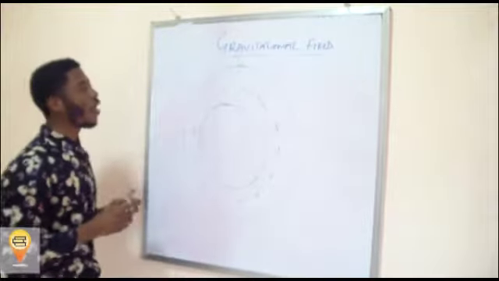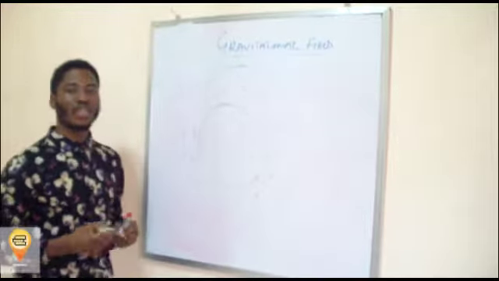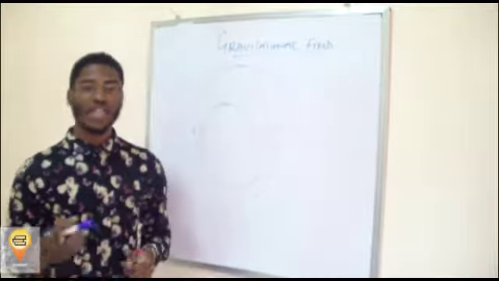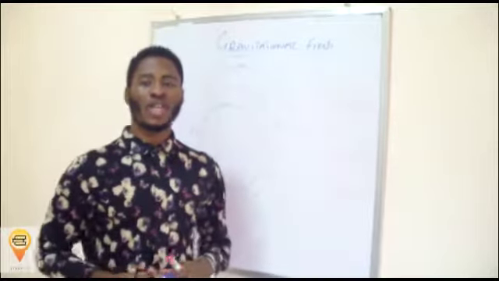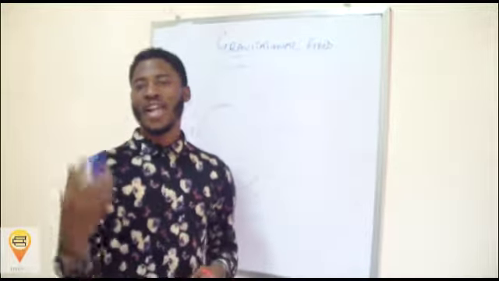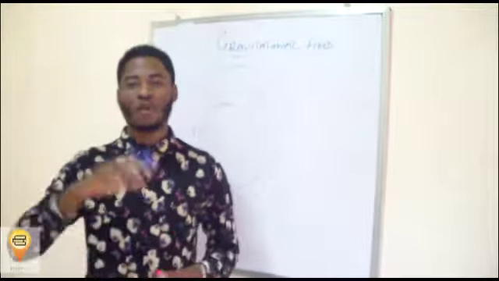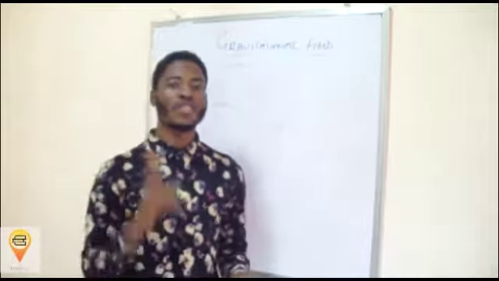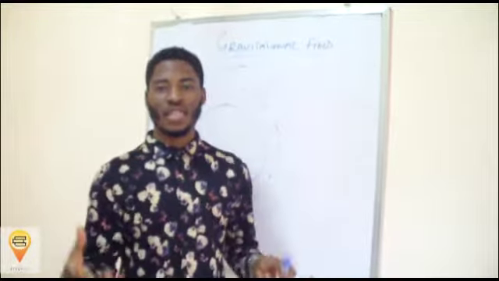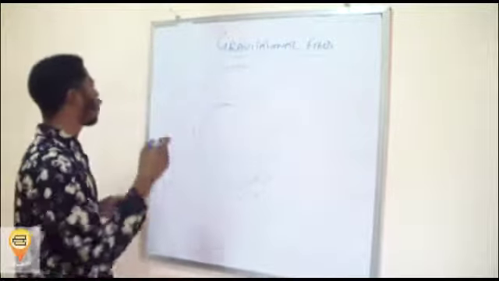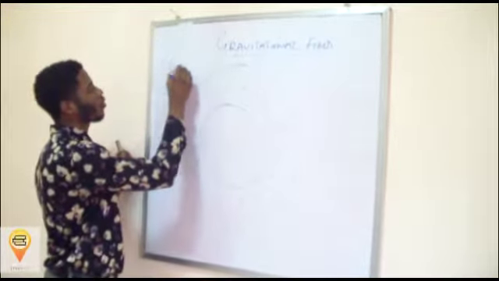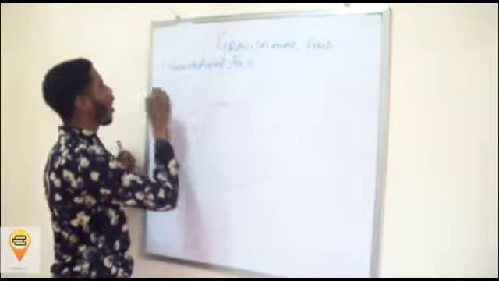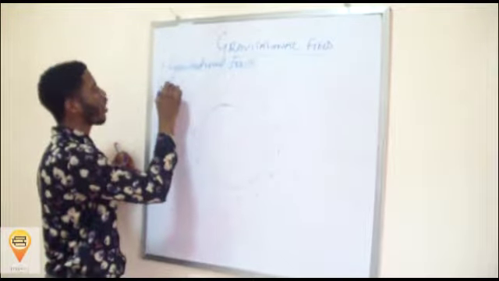Now, let's go further. Gravitational force was discovered by somebody we know, Isaac Newton. He's an Englishman who was looking at why it is that planets orbit around the sun and don't fall out of their orbit. Then he started looking into it and he discovered that there were two forces keeping these planets in orbit. One, we have gravitational force. And two, the force of inertia.